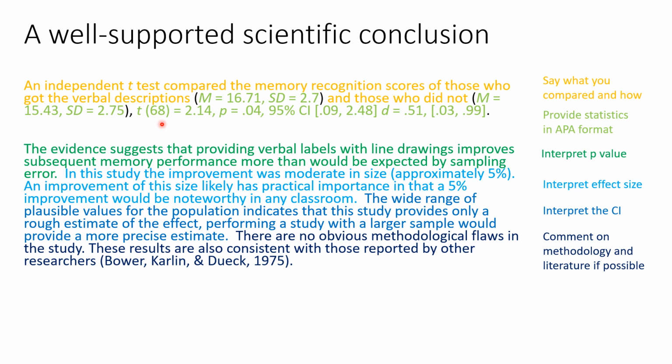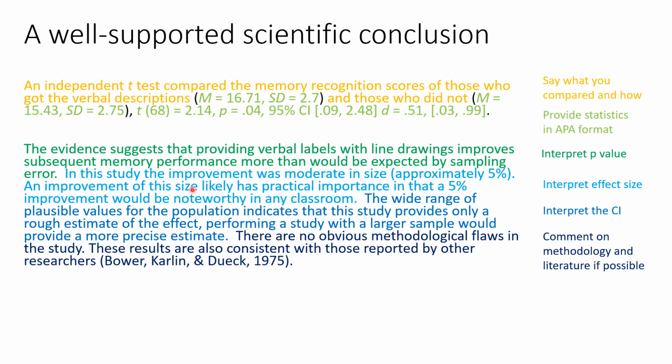We had 70 people in the study, which means our degrees of freedom was n-2 in this case for an independent t, so that's 68. Here's our obtained t-value. Here's our p-value. Here's a 95% CI for the mean difference. And here's the 95% CI for the d. Right there. And then there's the confidence interval for it.